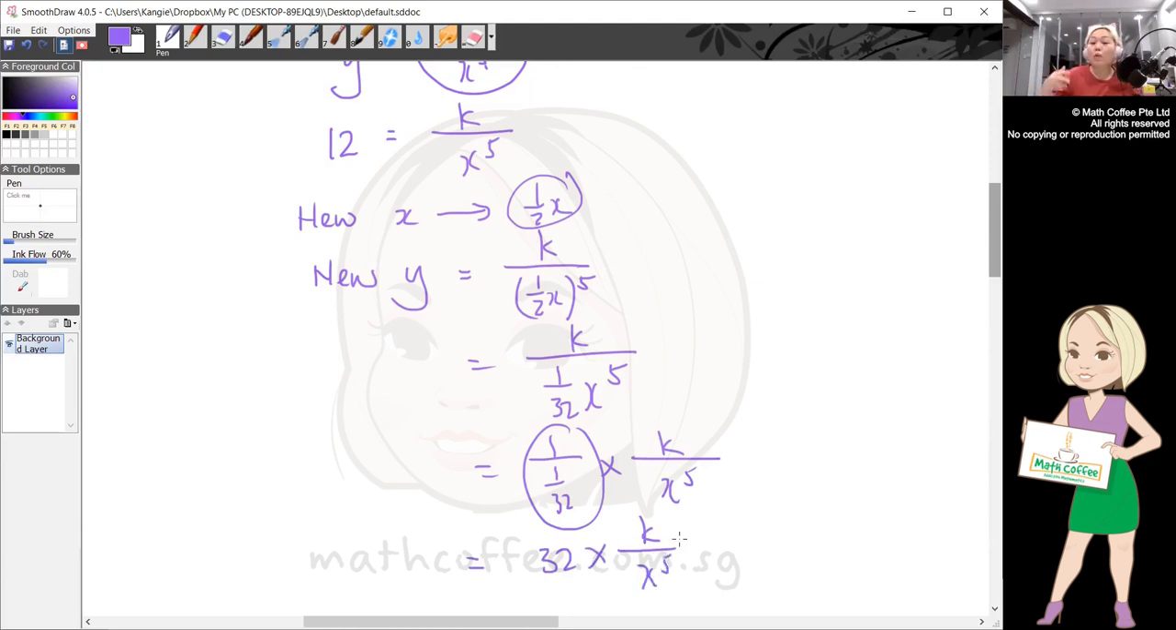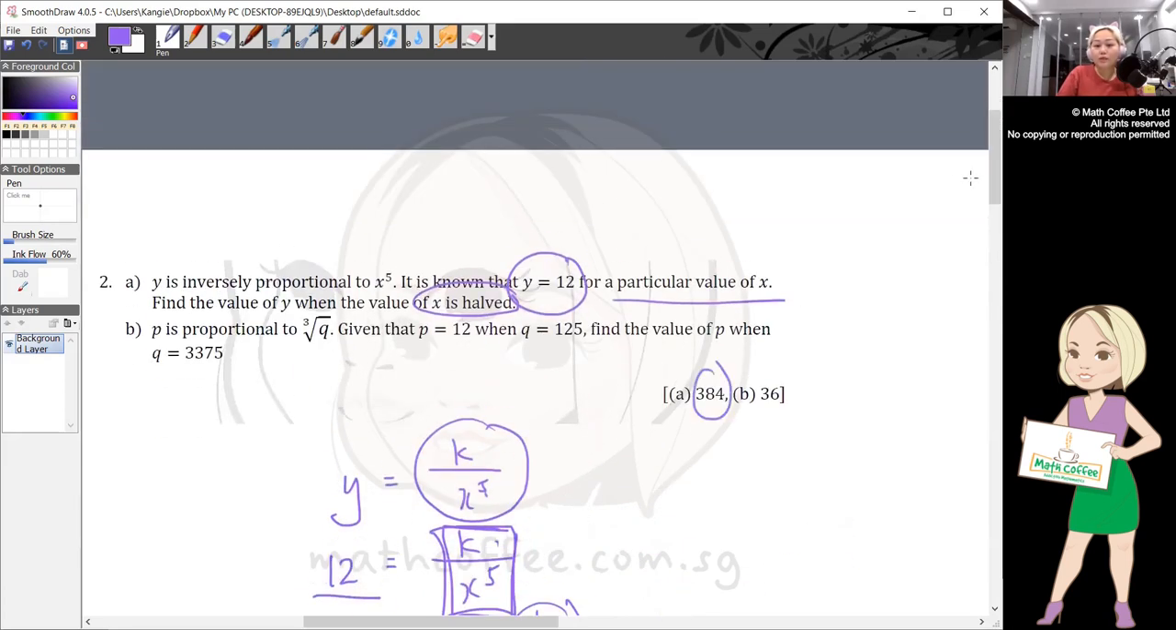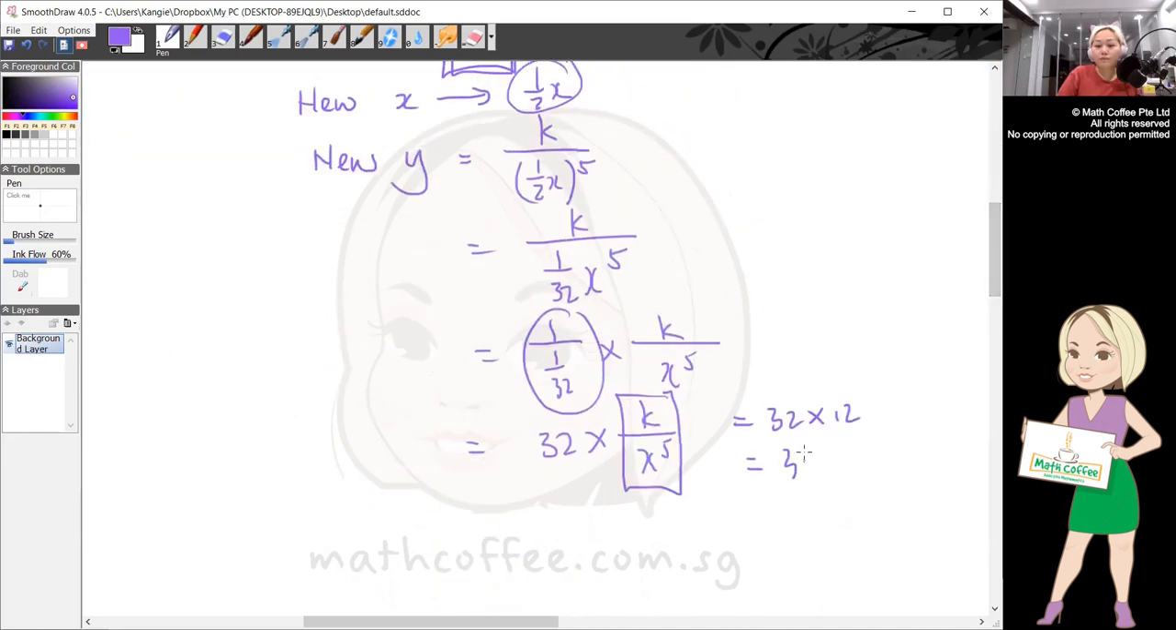So now the bad news is, what is my k? What is my x? I don't know, but it doesn't matter. Why? Because if you take a look at this part, why I break this up is because this and this are the same thing. And I know the whole lump is 12. So it means that I can simply take 32 multiplied by 12, and I get an answer which is 384.